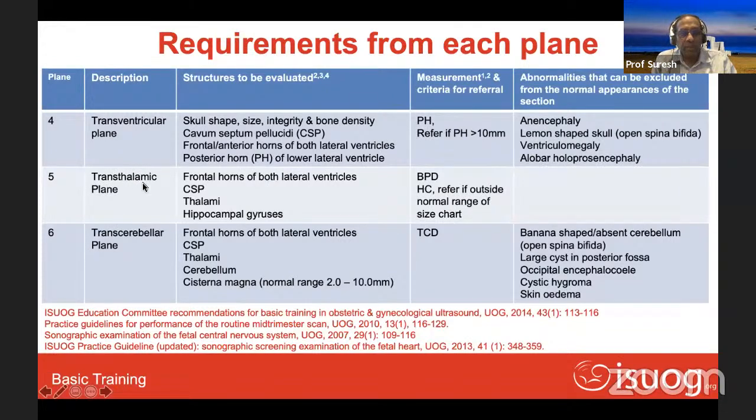I'd like to say that the transthalamic plane or the transventricular plane can be used for measurement of the BPD. In the transcerebellar plane, we look at frontal horns of both lateral ventricles, the CSP, this is extremely important. Look at thalami, the cerebellum, and the cisterna magna, and if it is more than 10 millimeters, then we know that it is outside the normal range. We measure the transcerebellar diameter, and we look at the shape of the cerebellum here. Banana or absent cerebellum in open spina bifida, large cyst in the posterior fossa, occipital encephalocele, cystic hygroma, and skin edema are the ones which we can rule out in these planes.